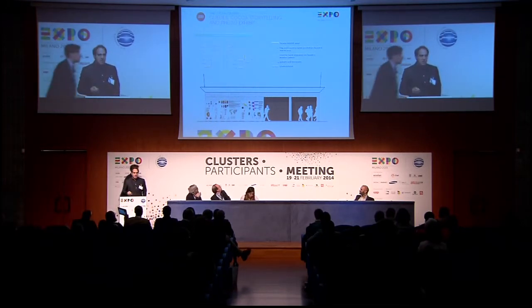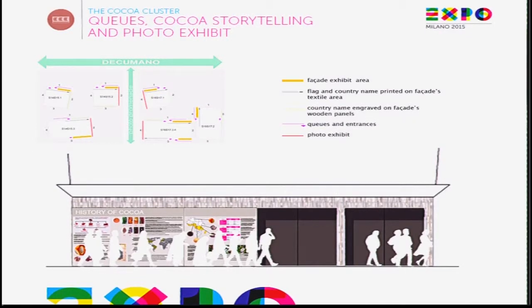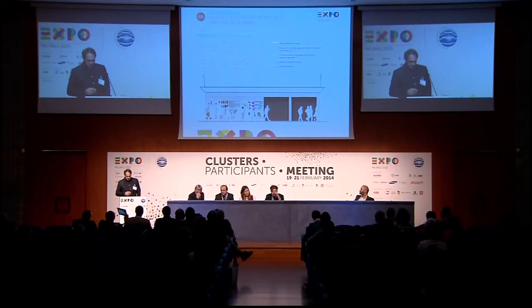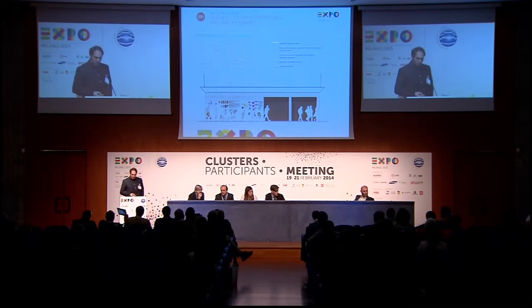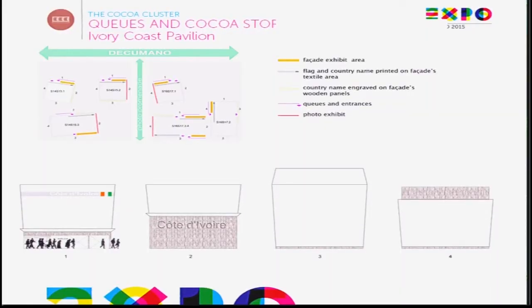We can see here in this map, you can clearly see where the facade exhibit area is, where the flag and country name are, which is printed on the facade textile area, where the country name is hopefully going to be engraved, imprinted into the wooden pallets, and where the queues and the entrances are, and where the photo exhibit is, the one we were talking about a little bit earlier. So this is sort of a template. Here we have slides for each country. Here we got the one about Côte d'Ivoire, Ivory Coast.